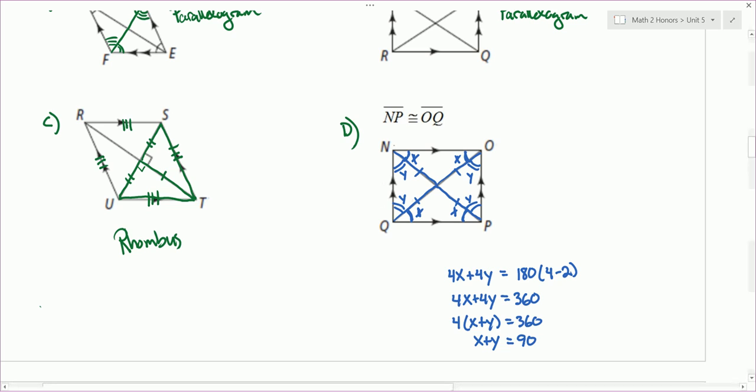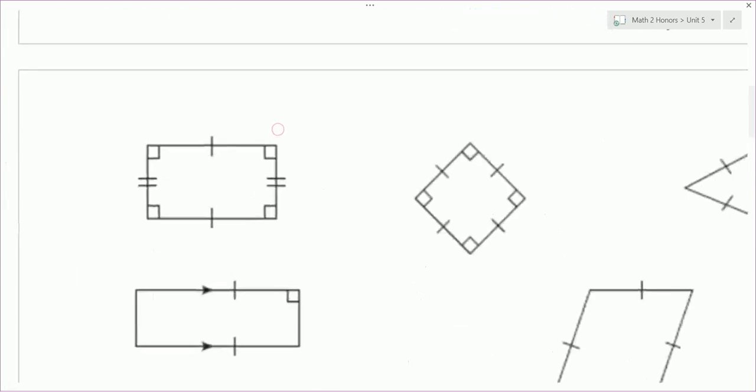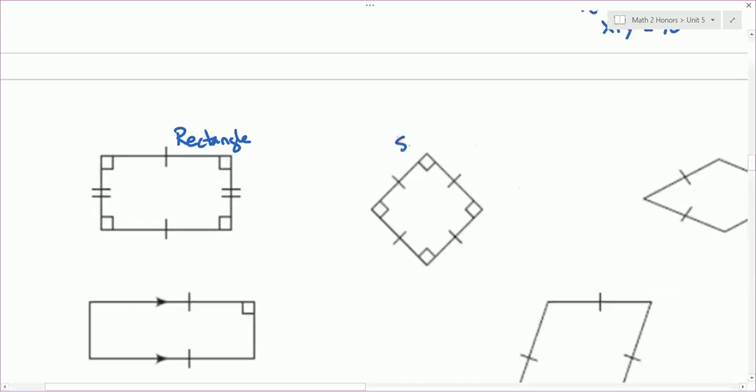Notice back in our picture here that the angle for each corner is x plus y. So all 4 corners are 90 degrees. And so we know this is a rectangle. There's not enough information to say it's a square, but we can get to a rectangle, and that's how. This next one, definitely a rectangle just by looking at it. We got a square here.